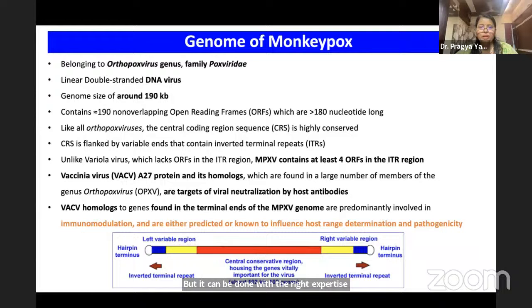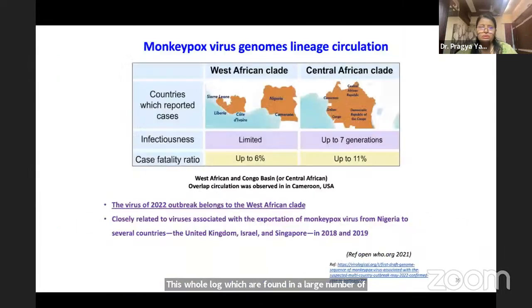I just wanted to say that there are many genes which are very important. Monkeypox virus contains at least 4 open reading frames in the ITR regions, and vaccinia virus A27 protein and its homologs, which are found in a large number of members of the genome, are targets of virus neutralization by host antibodies.